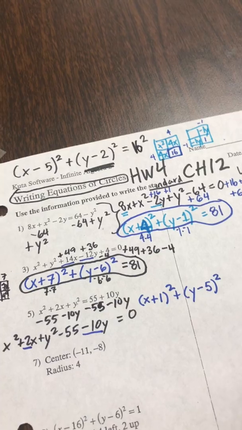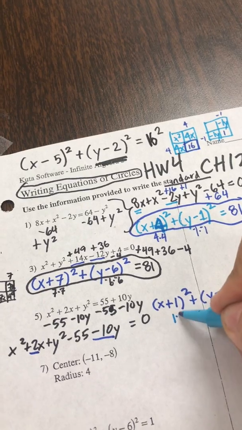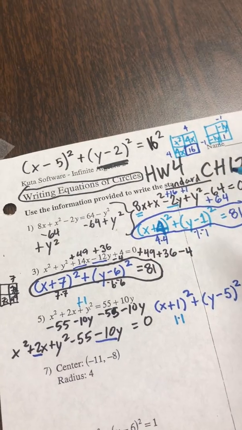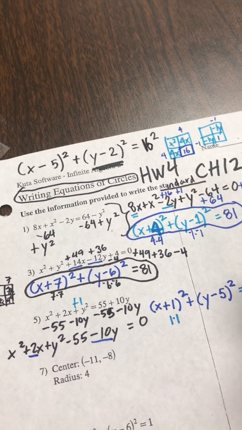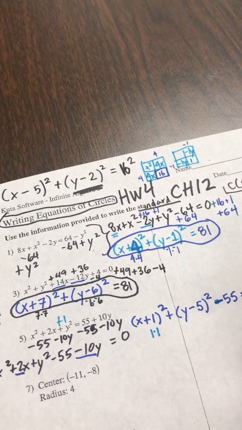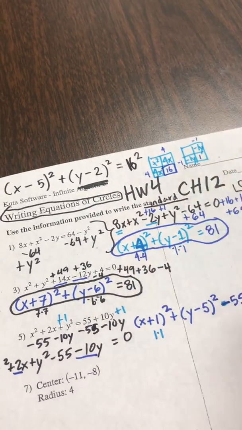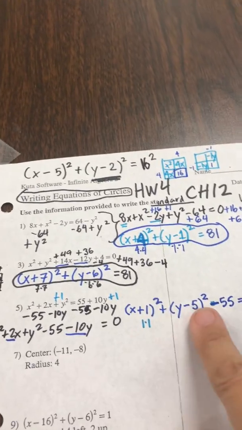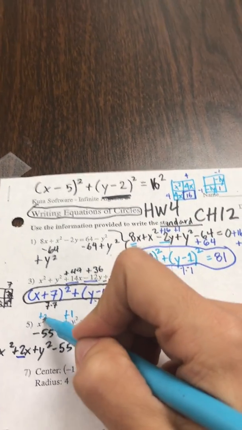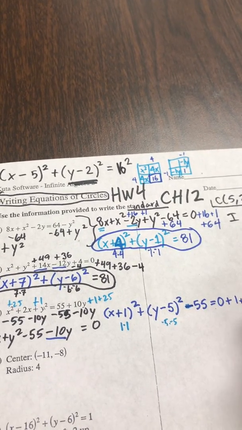So continuing this pattern, 1 times 1 is 1, so I need to add 1 to both sides of this equation. I got a negative 55 here and a 0, and I need to add 1 to both sides of this equation. Okay, now here I have a negative 5 times a negative 5, so that means I need to add 25 to both sides of the equation.